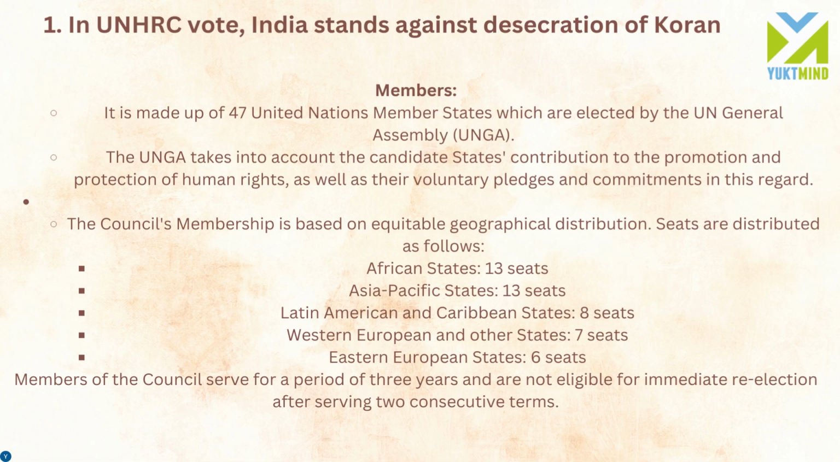Seats are distributed as follows: African states get 13, Asia Pacific states get 13, Latin American and Caribbean states get 8, Western European and other states get 7, and Eastern European states get 6. Members of the Council serve for a period of 3 years and are not eligible for immediate re-election after serving 2 consecutive terms. Now, the procedures and mechanisms of the United Nations Human Rights Council, like Universal Periodic Review, Advisory Committee, and UN Special Procedures, are covered in detail in the PDF provided in our Telegram channel.